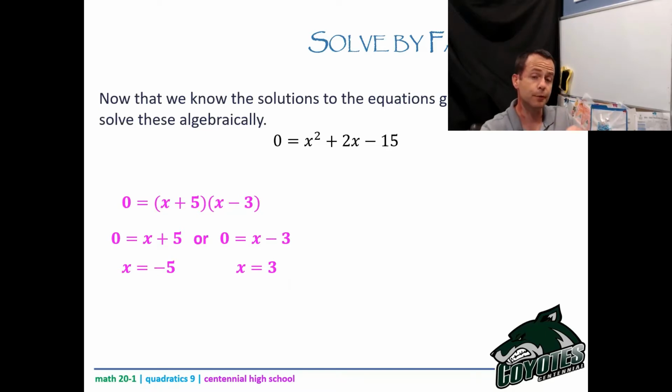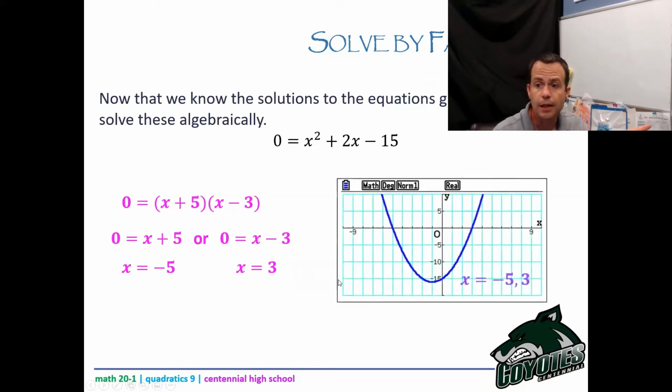This was the first example I asked you to graph. Let's go look at the graph again. Oh, look, we had x equals negative 5 and x equals 3 from the graph. Okay, so algebraically, we've now figured out the same thing that we did yesterday using technology. Okay, let's look at the next one.